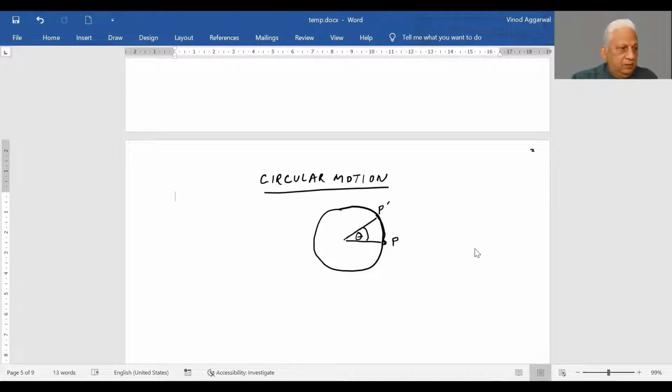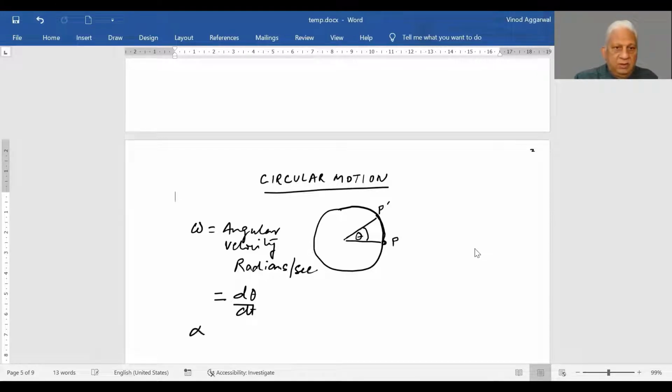In a circular path, we define certain terms. One is called omega, which is the angular velocity. It is defined in radians per second, and this is equal to the rate of change of angle swept.